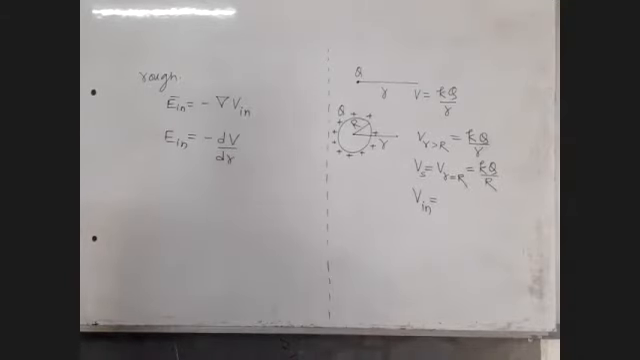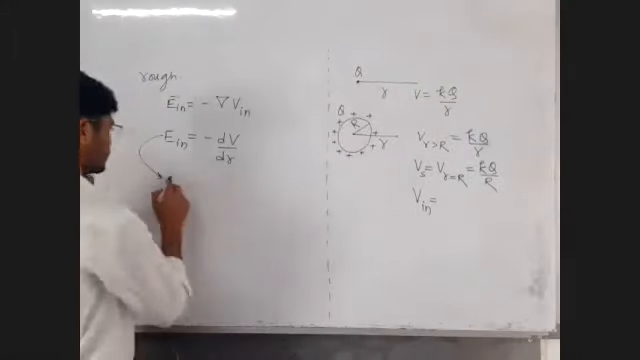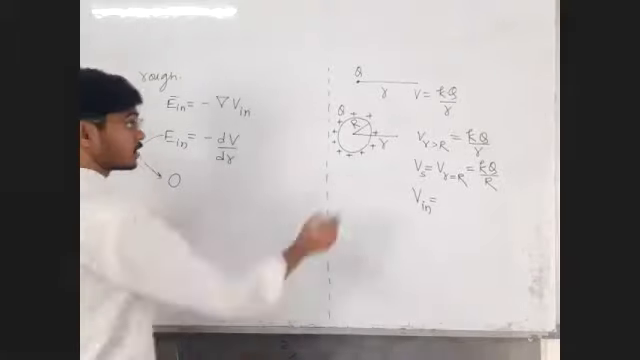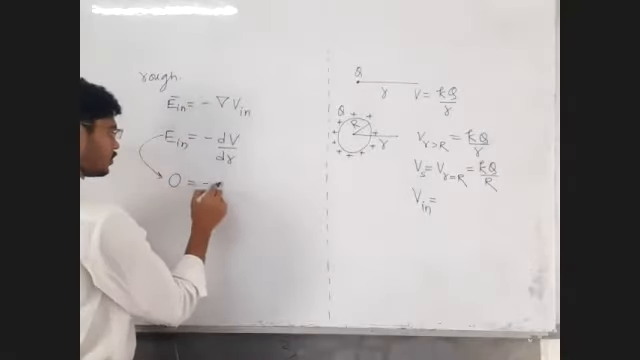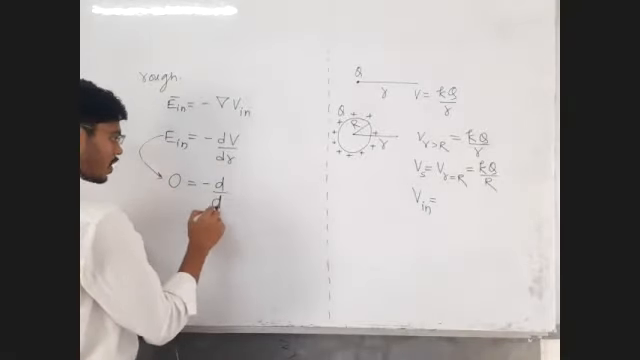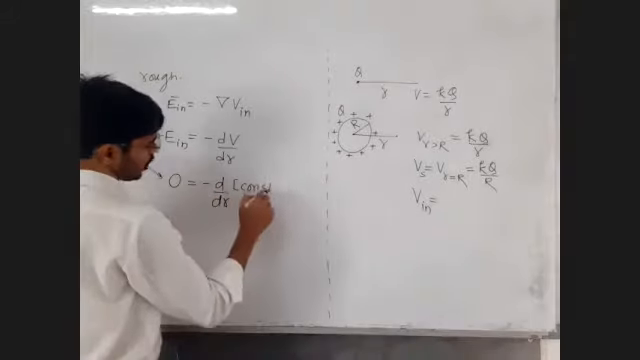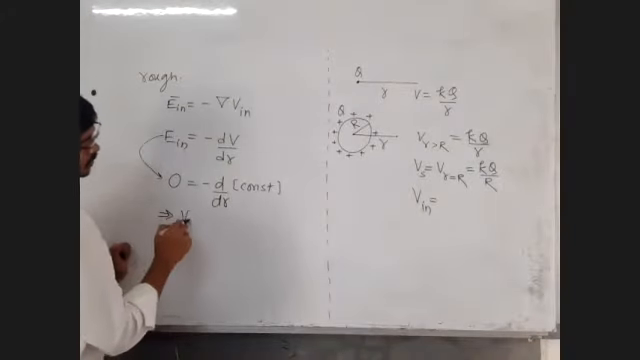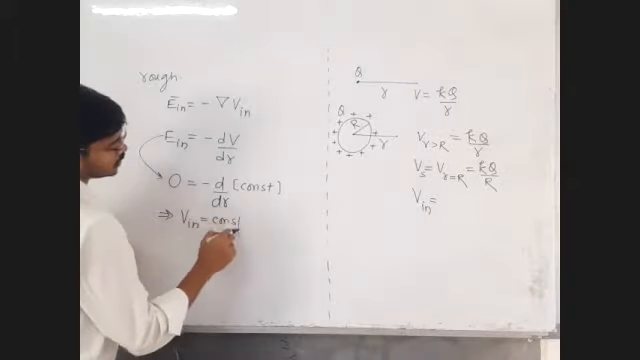Now, sir, inside the shell electric field is zero, and we know derivative of a constant is equal to zero. Derivative of a constant is equal to zero means inside potential must be a constant value.